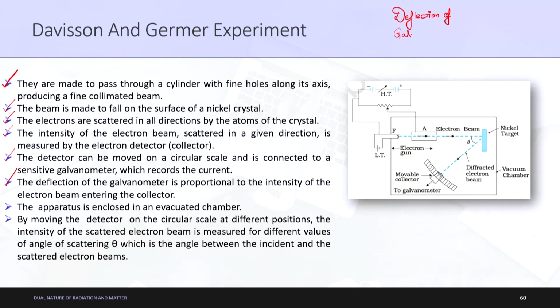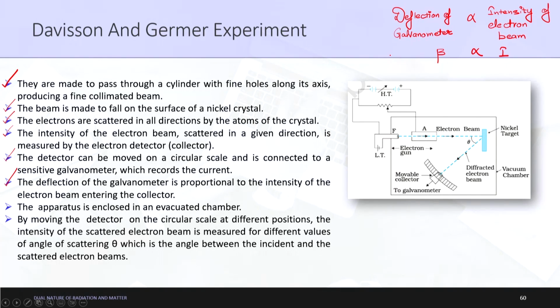Deflection of the galvanometer is directly proportional to the intensity of the electron beam. Or in some mathematical form, let us say that the deflection of the galvanometer is caused by an angle alpha, or let us write it as beta so as to not confuse it with the proportionality sign. So, beta is directly proportional to the intensity of the electron beam.